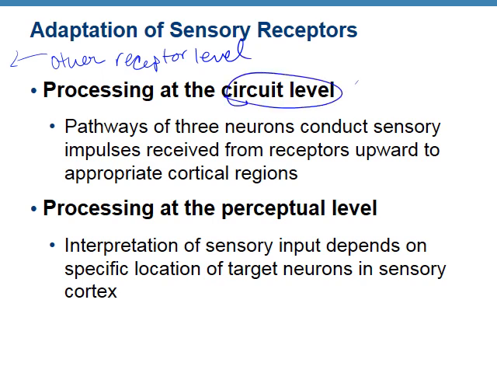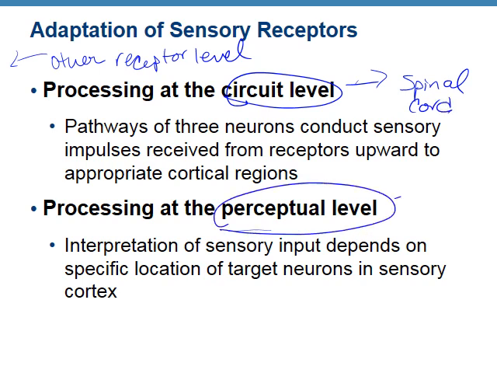These are just telling you circuit level. So this is spinal cord, brainstem. Perceptual level, that goes all the way out to your cerebral cortex.